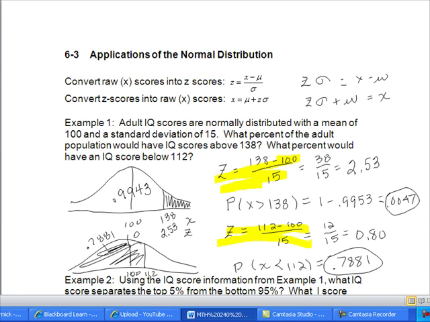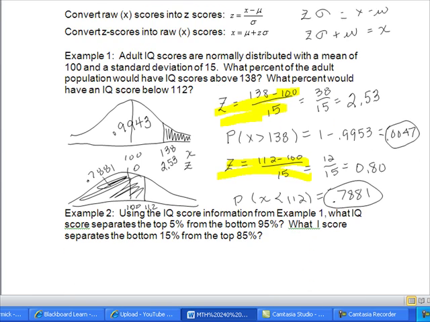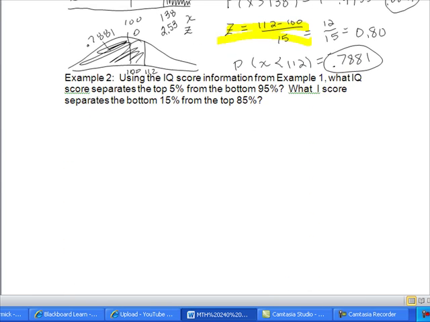Okay, the other type of question goes in the other direction, just like we did with the previous section. What we're doing is we're trying to figure out what score separates the top from the bottom. Using the IQ score information from example 1, what IQ score separates the top 5% from the bottom 95%, and what IQ score separates the bottom 15% from the top 85%? So we'll take the first question first. The top 5% from the bottom 95%.